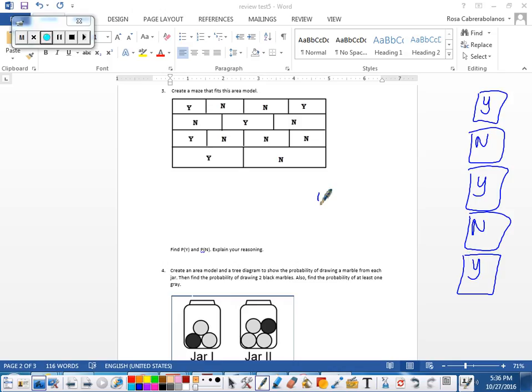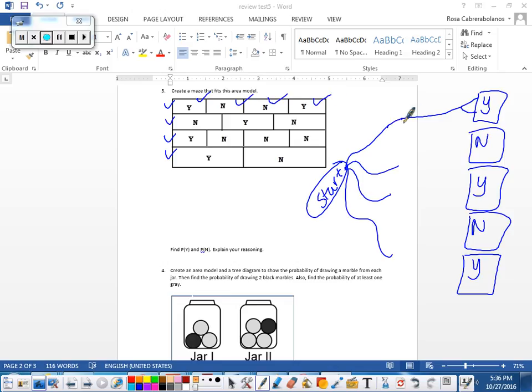I have a starting point. And there's 1, 2, 3, 4 original paths. So 1, 2, 3, 4. And then the first one goes to a yes, no, no, yes. That means I have 2 yeses and 2 no's. And then the next one goes to no, yes, no.